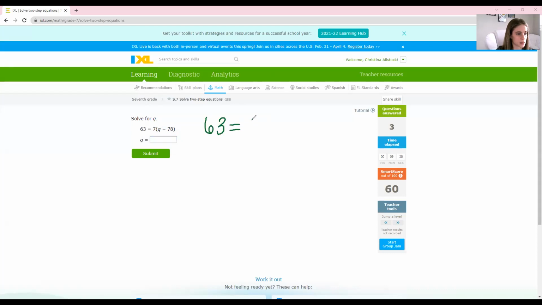63 is equal to 7 times Q minus 78. Once again, we're going to start with our line right here. Now, there are 2 different ways that you can go about solving this equation. Method 1 would be you could use the distributive property. And then method 2 would be we could continue to use inverse operations.